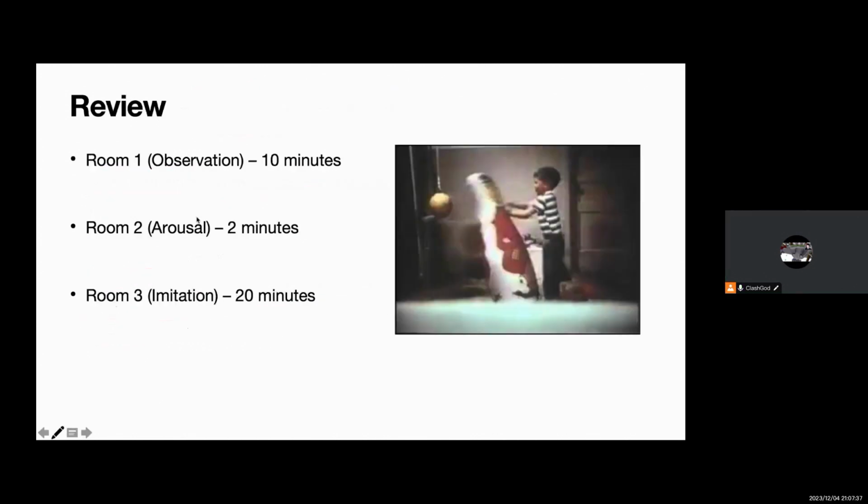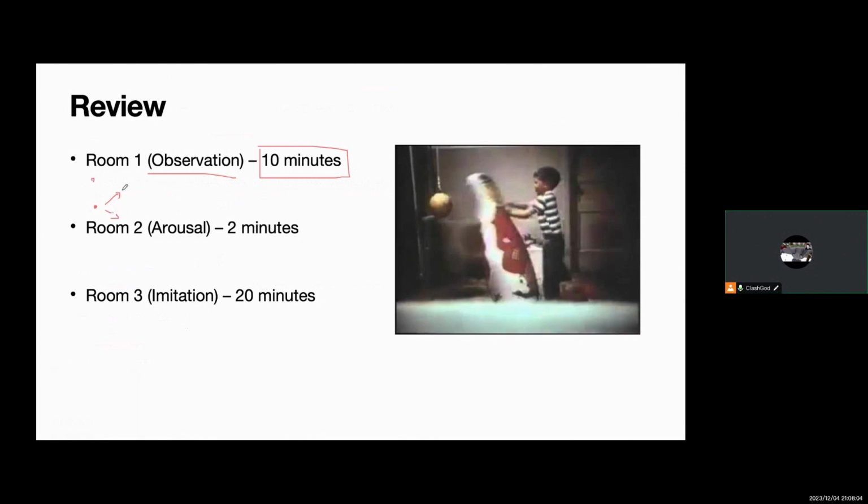Let's go for a general overview of what happens in room 1, room 2, and room 3. Room 1 is about observations. In total, it was 10 minutes. What happened in this observation? First, there is a setup procedure. And second of all, the model started behaving. The model's behavior was split up into two types: non-aggressive and aggressive.